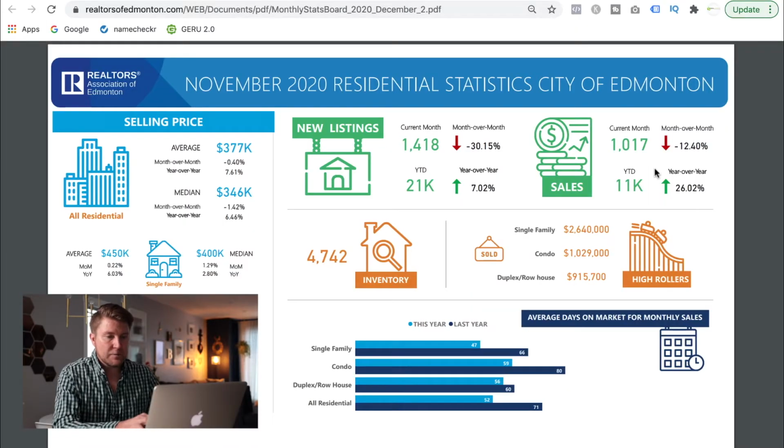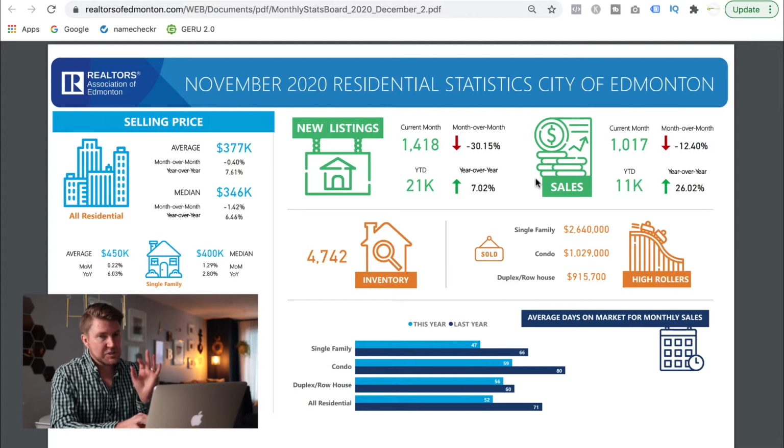So if we look right here, basically the sales to new listing ratio is essentially just that. It's taking all of the sales for the month and dividing it into all of the new listings for the month. So if you take 1,017 sales divided by 1,418 new listings, we have a number of 71.7%. So 71% sales to new listings, right? Now that is considered quite high.